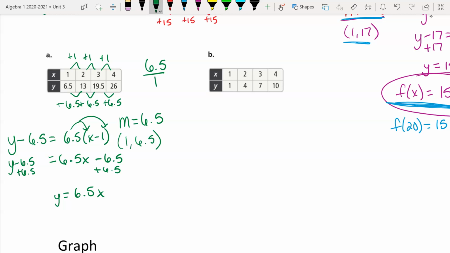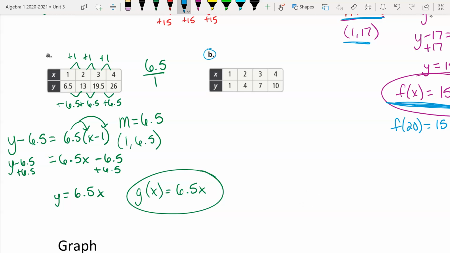Now let's write it in the function notation. Let's make this one g of x. All right, so that represents a different line, aka different equation. You can still use f of x, but it's nice to differentiate, use a different letter. So I want you to try b, see if you can get the equation for b.